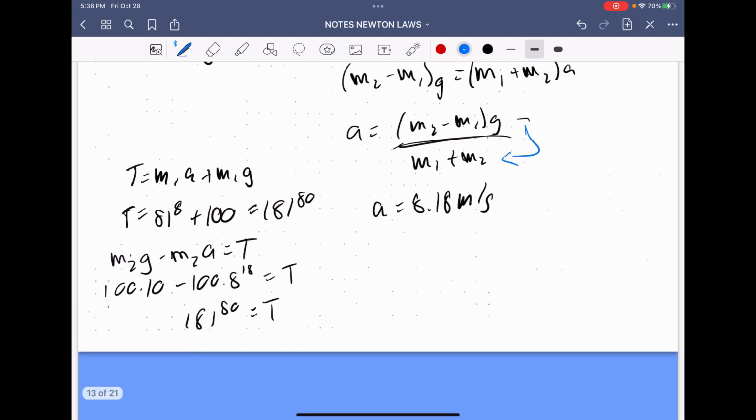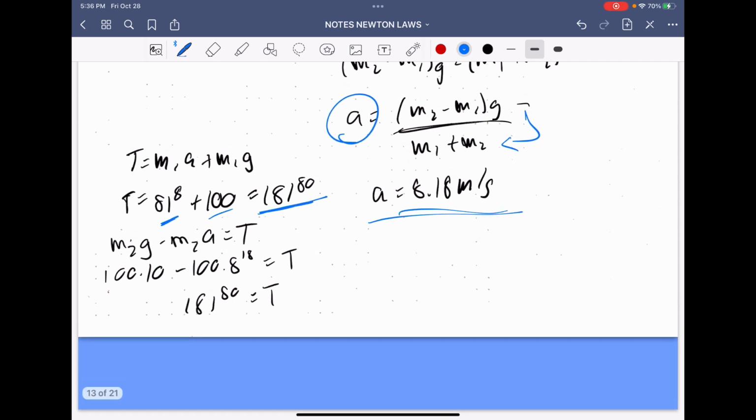And so we're able to isolate acceleration and find it. And then for tension, we have the equation tension equals M1A plus M1G. And solving the equation, plugging in everything, we get 8 times 10 plus 100, and that's 180. And then we have M2G minus M2A equals T, and plugging in, we have 100 times 10 minus 100 times 8, and we get the same value.